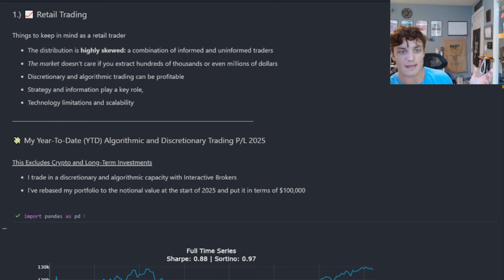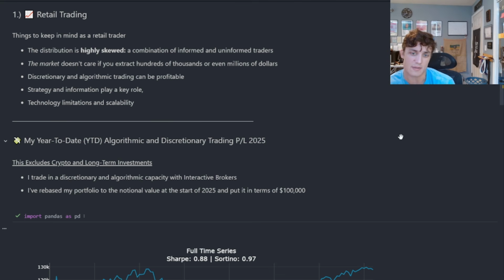Their goal likely is to accumulate wealth over time anyway. So they would be better off just buying an ETF, buy SPY, and hold it for 30 years. You'll have an insane amount of wealth relative to just day trading Doge or something in that capacity. So this is how I would go about thinking about the retail trading space.